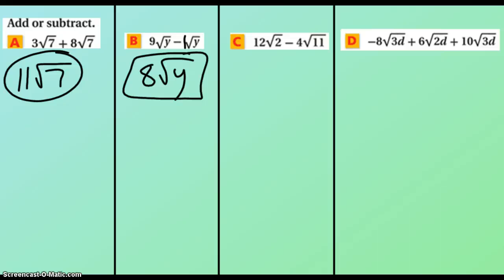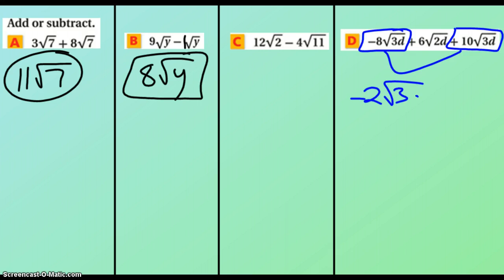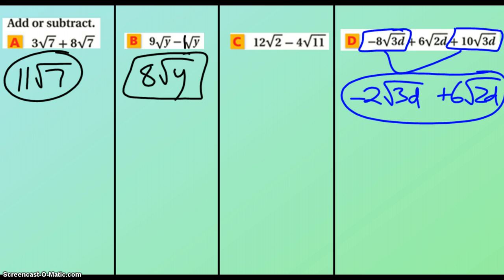For D, I can combine this and this together. So negative 8 plus 10, that's negative 2. And then plus 6, just like that, because that doesn't have anything to combine with.